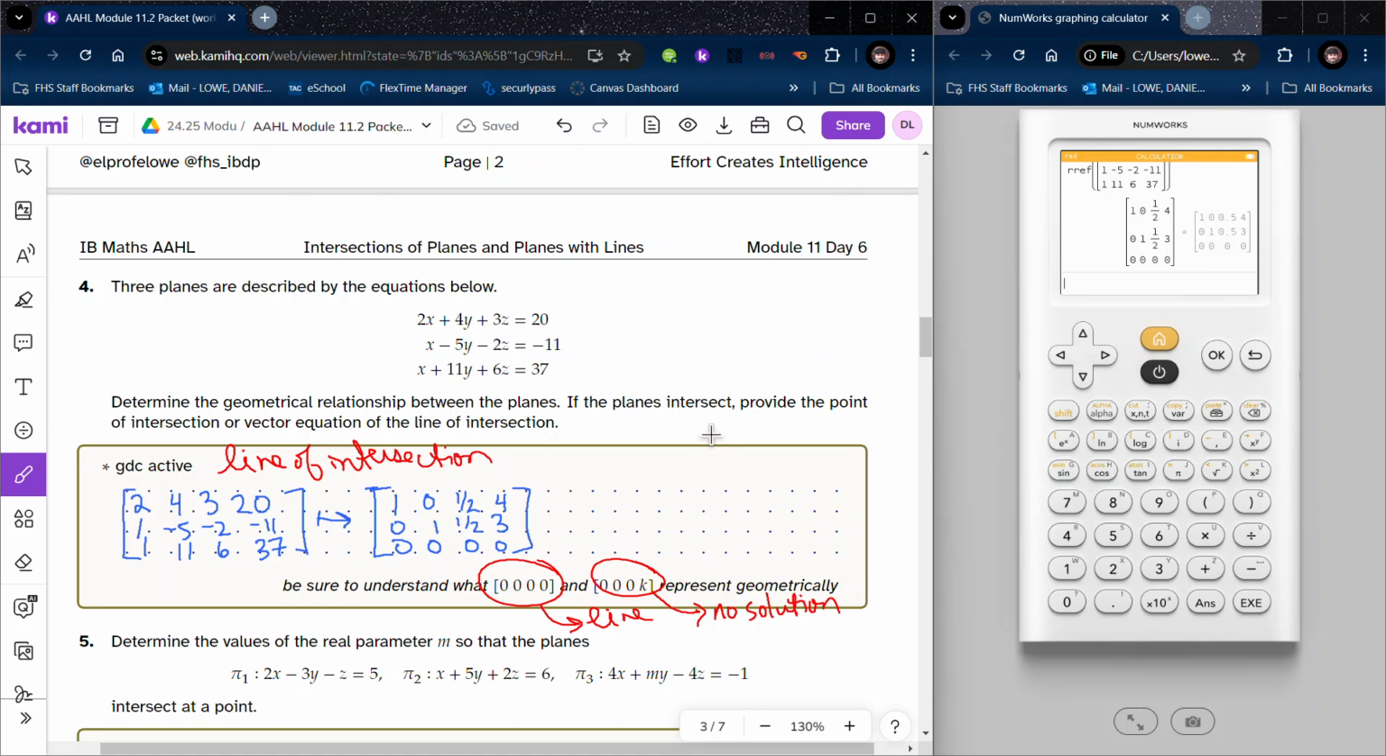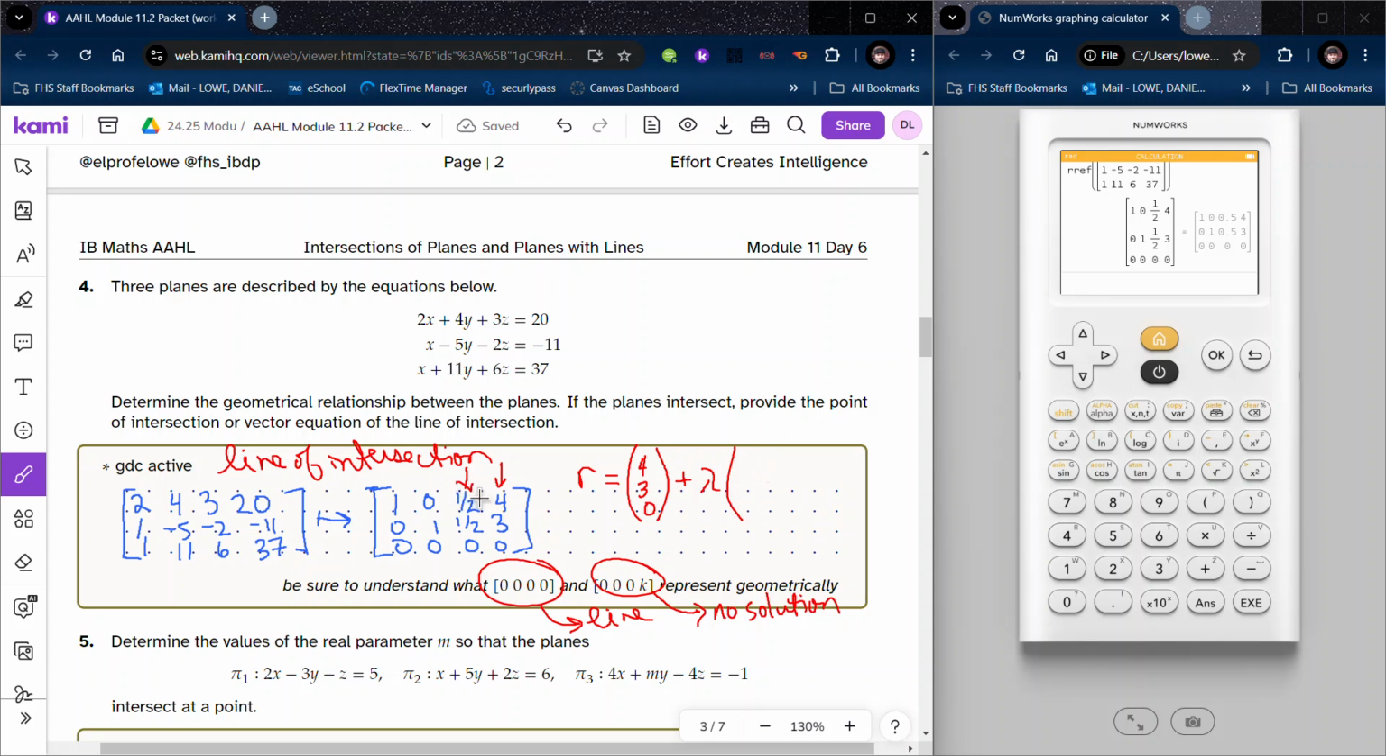Okay, so the planes do intersect, right? And they intersect in a line, so we want the vector equation of the line of intersection. So that vector equation is going to be R equals, right? And if I look at this column here, that's going to give me coordinates of a point on the line of intersection, right? And then plus my parameter. And if I look at this column here, that's going to give me my coefficients in relation to my variables.